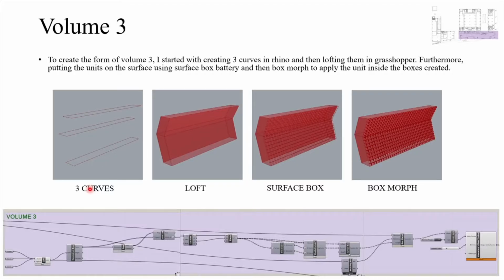To create the form of volume 3, I started with creating 3 curves in Rhino, and then lofting them in Grasshopper. Furthermore, putting the units on the surface using Surface Box battery, and then Box Morph to apply the units inside the boxes created.